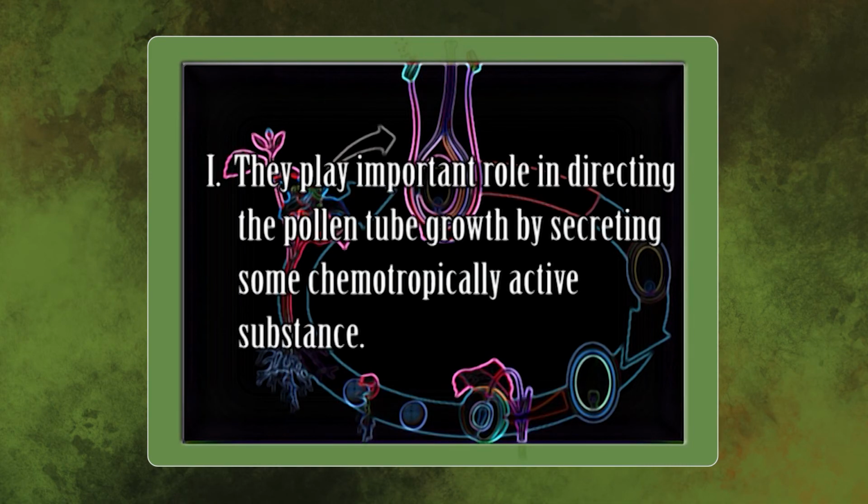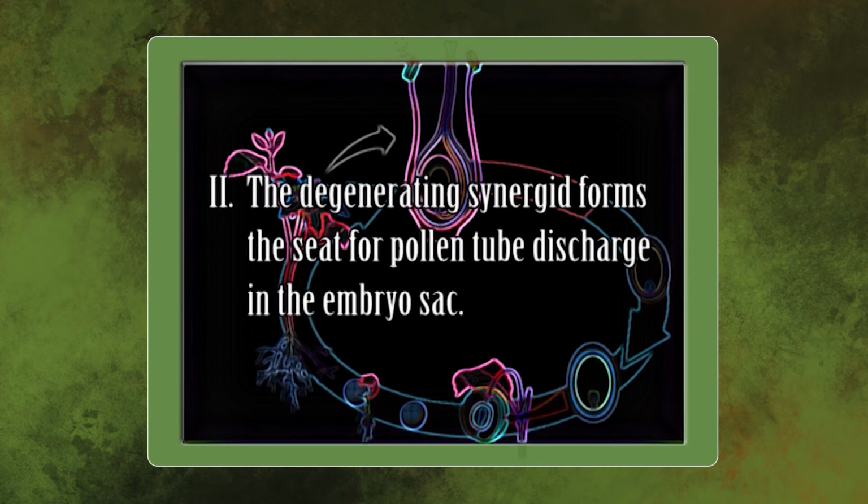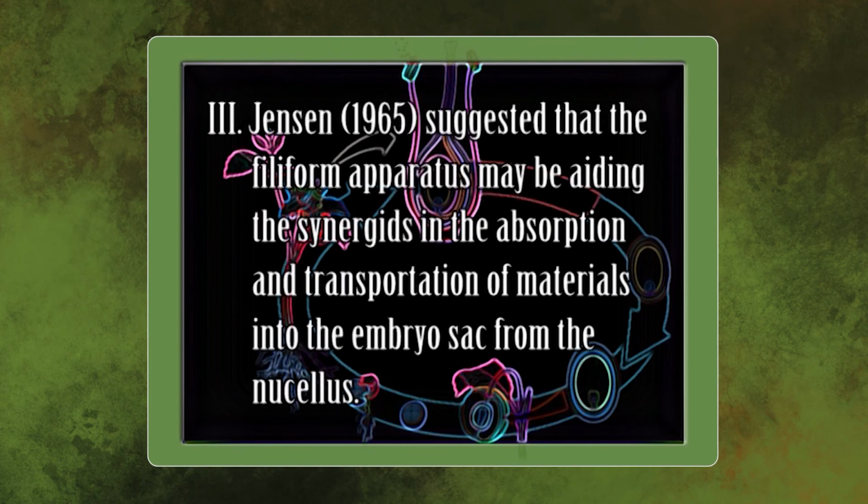3 functions have been ascribed to the synergids. Number 1, they play important role in directing the pollen tube growth by secreting some chemotropically active substance. Number 2, the degenerating synergid forms the seat for pollen tube discharge in the embryo sac. Number 3, Jensen in 1965 suggested that the filiform apparatus may be aiding the synergids in the absorption and transportation of materials into the embryo sac from the nucellus.